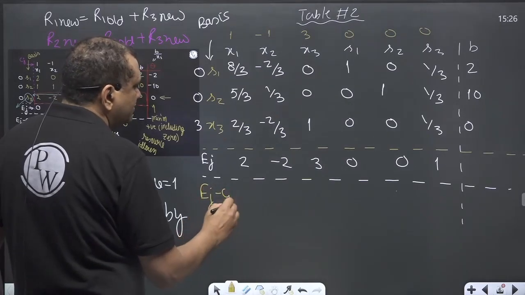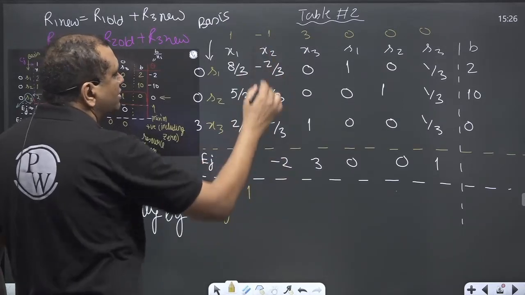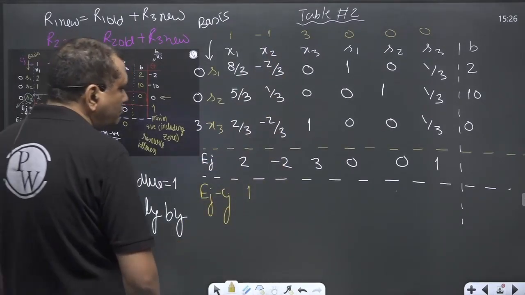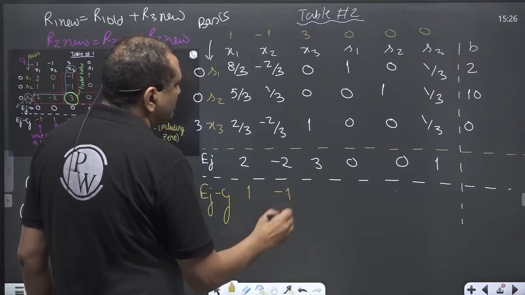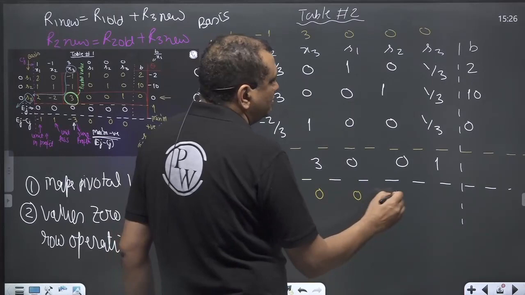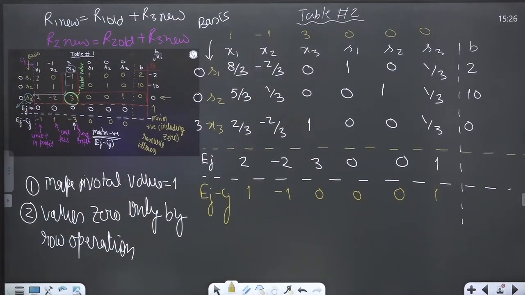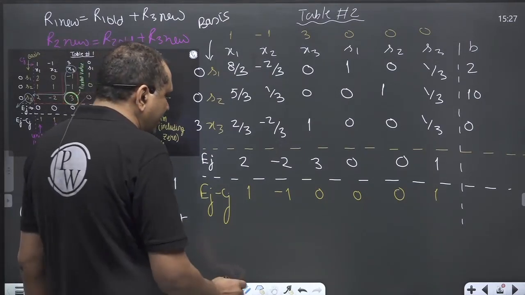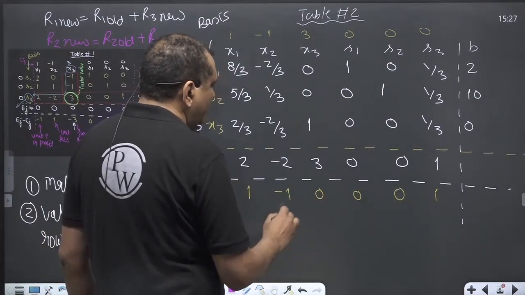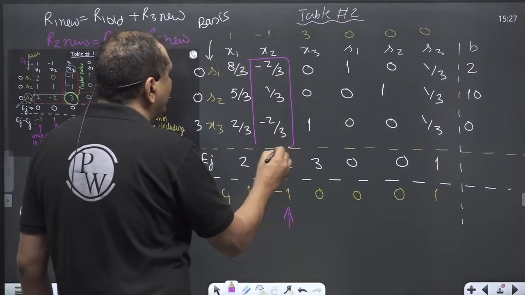Cj minus Zj. 2 minus 1 is 1. Minus 2 minus 1 is minus 1. 0, 0, 0, 1. Correct? So now we have to select the maximum negative. Maximum negative here, so this is your entering column.